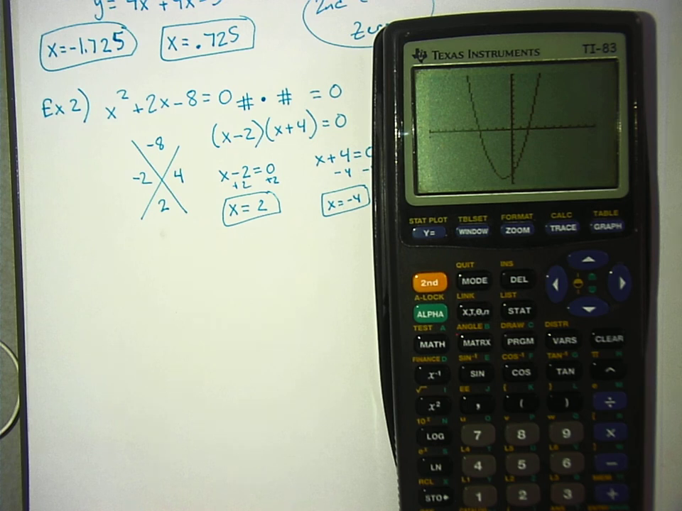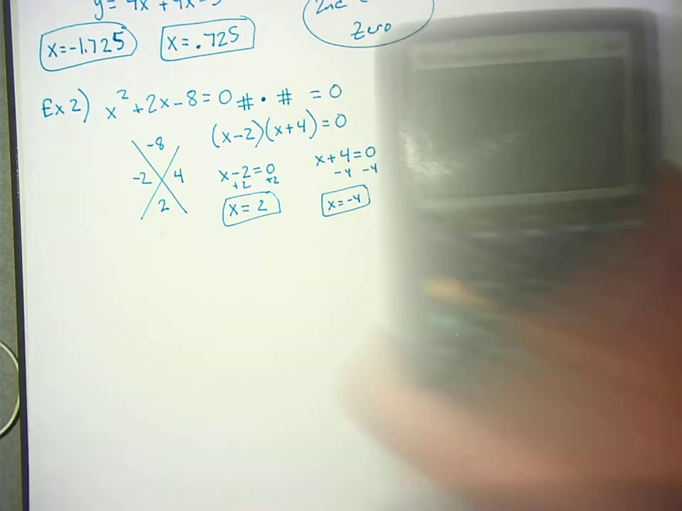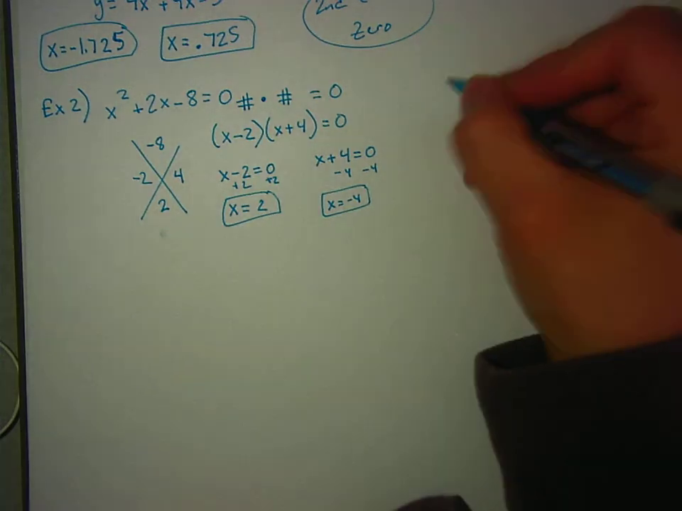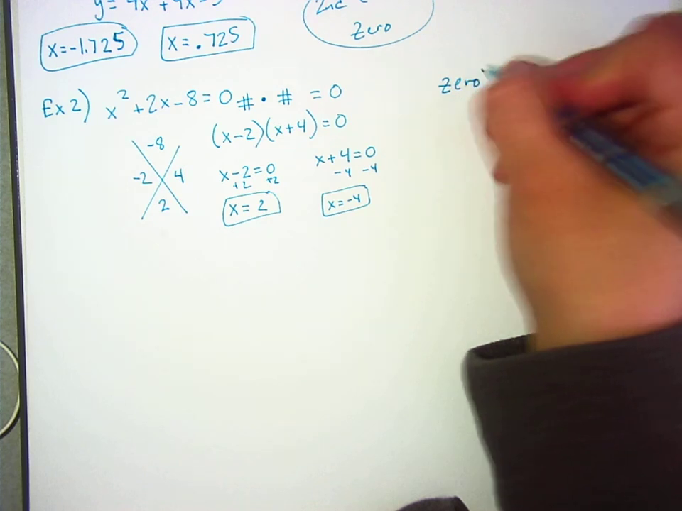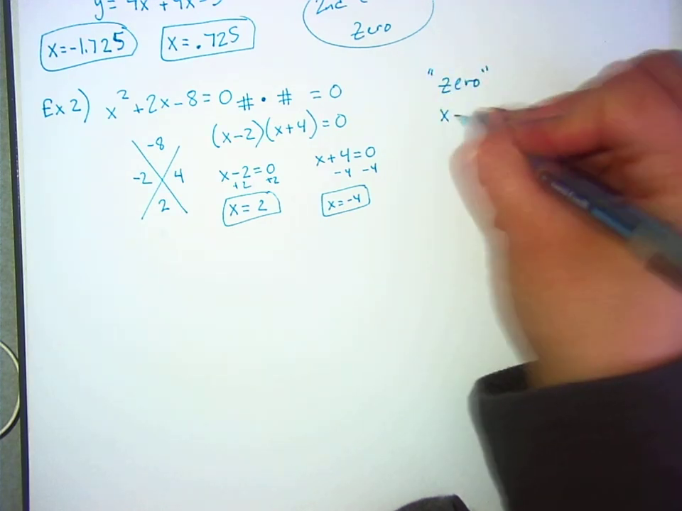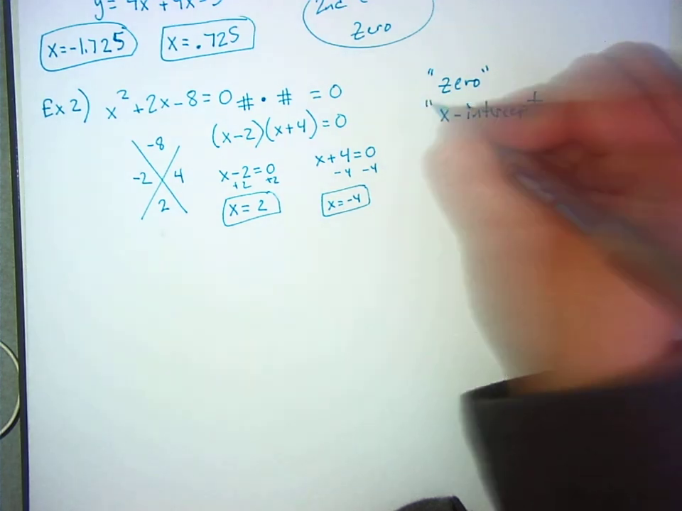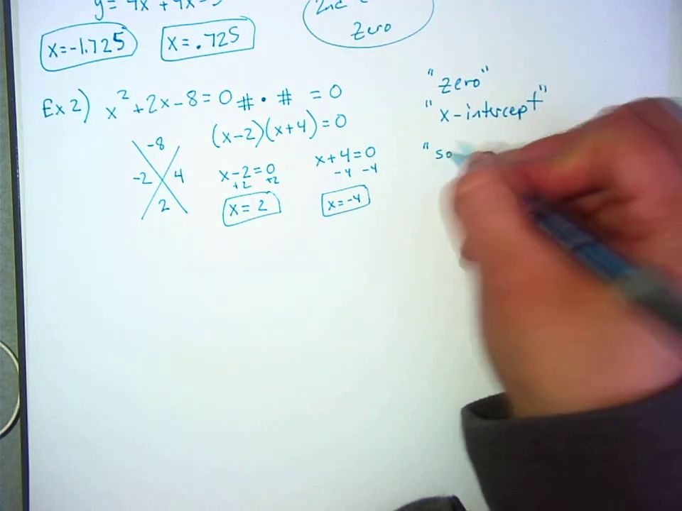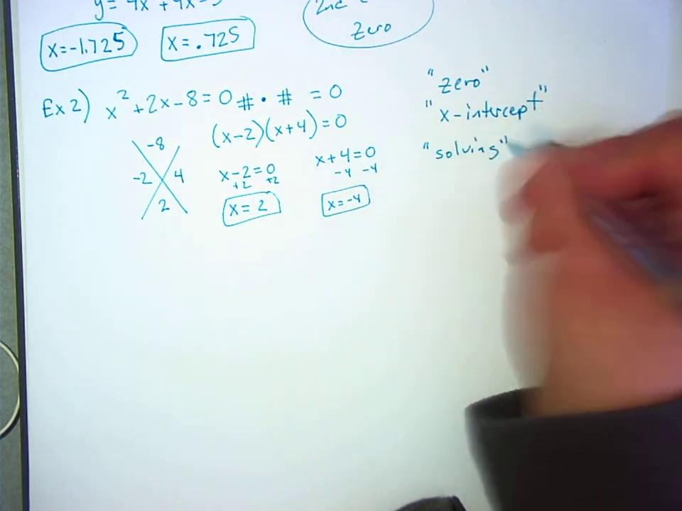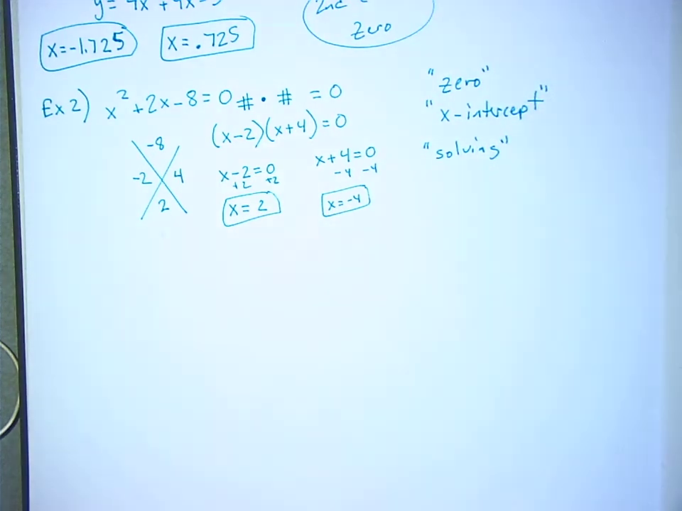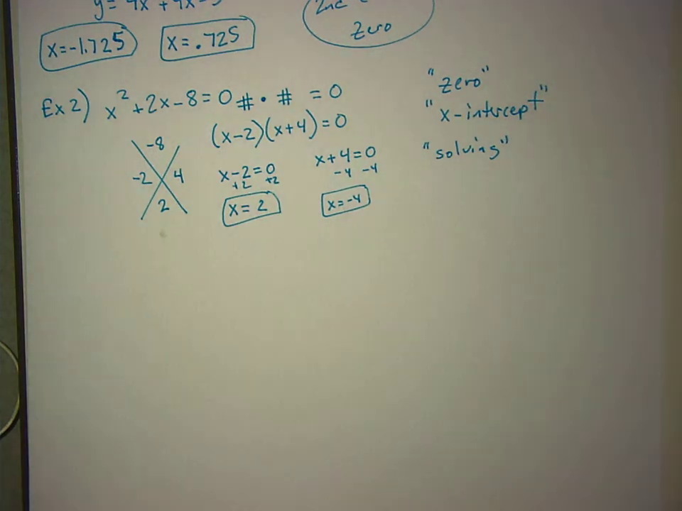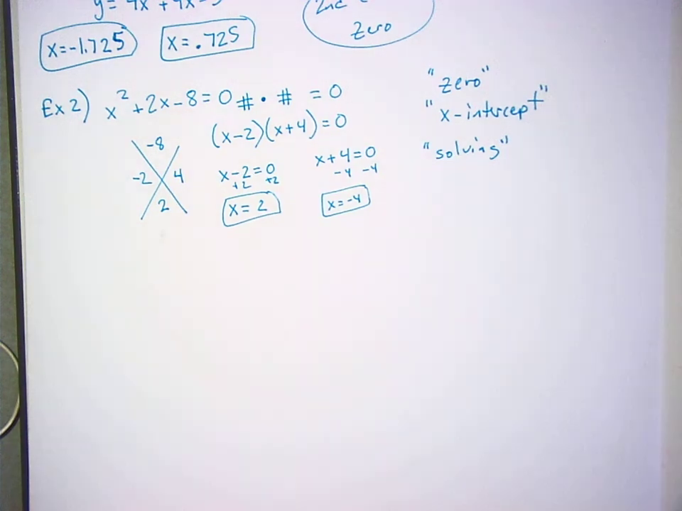Okay? So, everybody write this down on your paper. A 0, an x-intercept, solving. These all mean the same thing. So if somebody asks to find the 0 of an equation, they mean find the x-intercept.